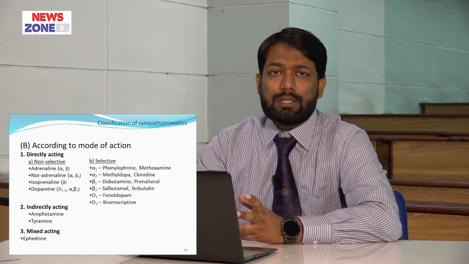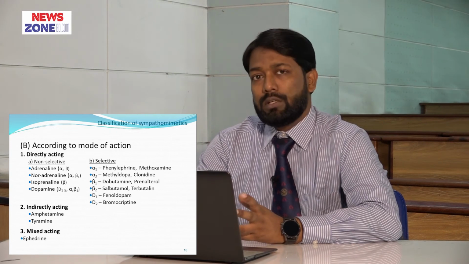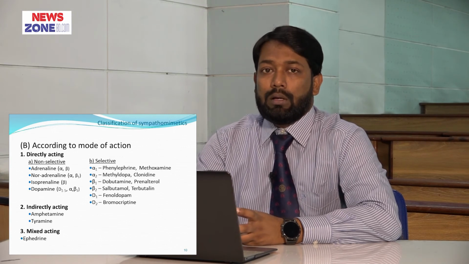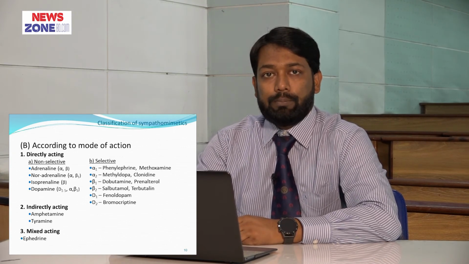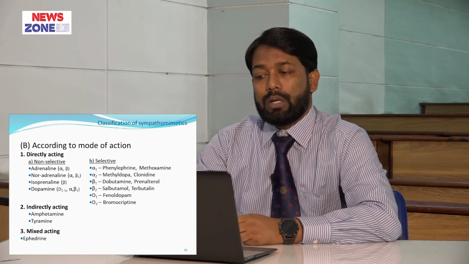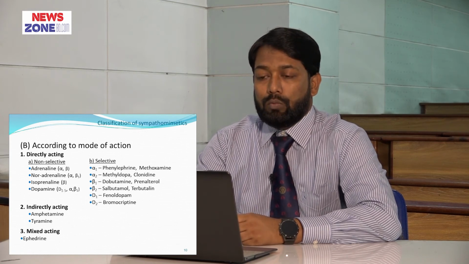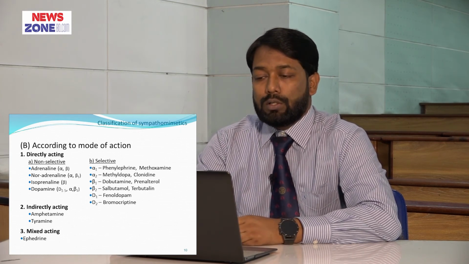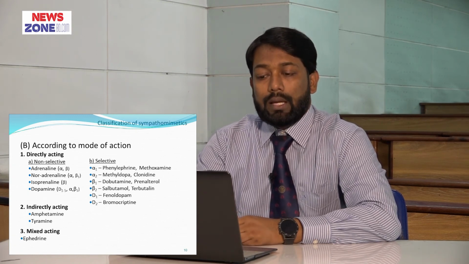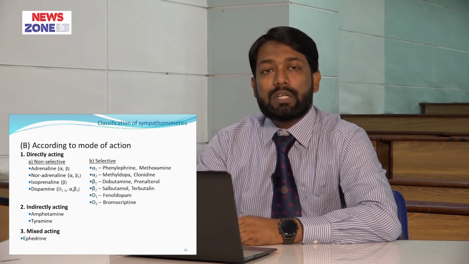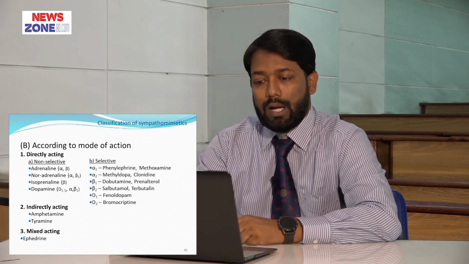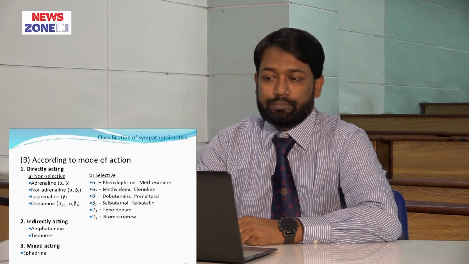You can find numerous drugs and their examples in your textbook. Please write them down and just memorize them. But be careful about the spelling of these drugs, because most of you make mistakes in spelling when you write your exam paper. The indirectly acting drugs are amphetamine and tyramine, and there are also mixed acting drugs such as ephedrine.